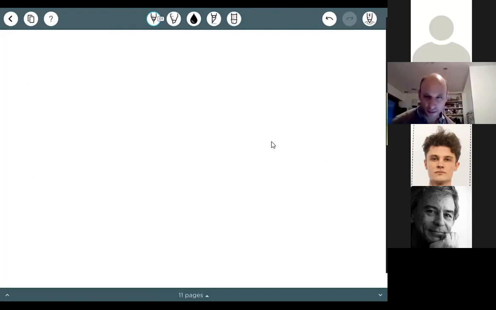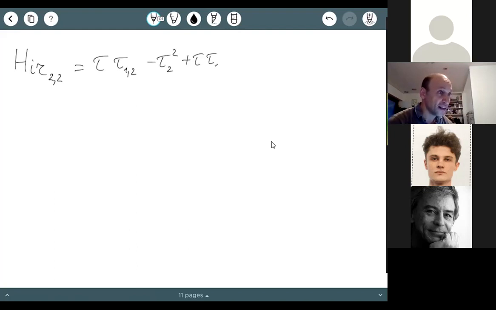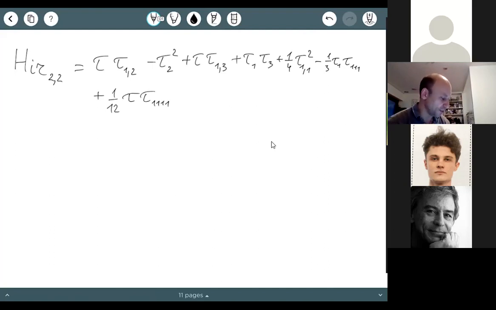So here is the expression that we get. It is called the first Hirota equation. It is denoted here order 2-2 because here equations are indexed by two indices. So let me write it in this way: tau 1-2 minus tau 2 squared plus tau 1-3 plus tau 1 tau 3 plus 1/4 tau 1-1 squared minus 1/3 tau 1 tau 1-1-1 plus 1/12 tau 1-1-1-1. So the indices here are derivatives. When I write tau 1-2, for instance, that means d2 tau over dp1 dp2.